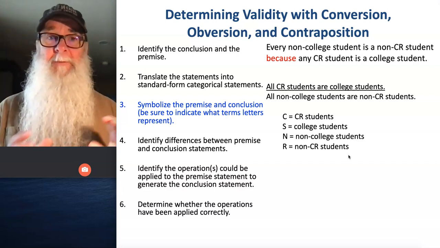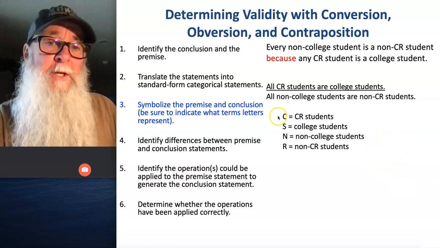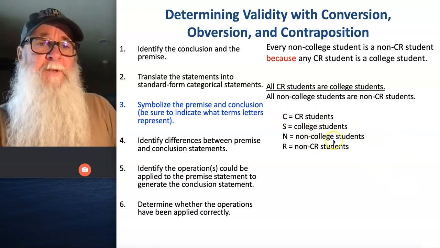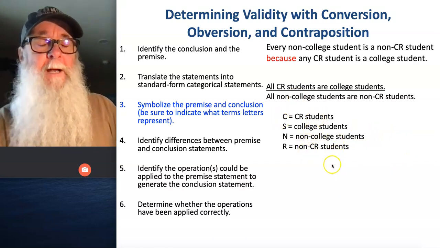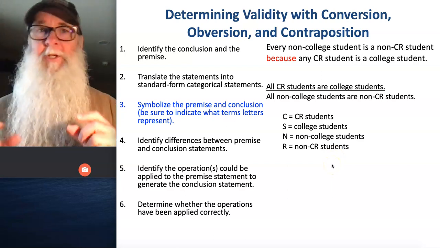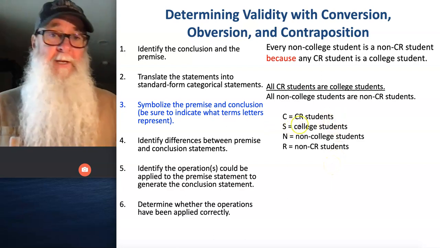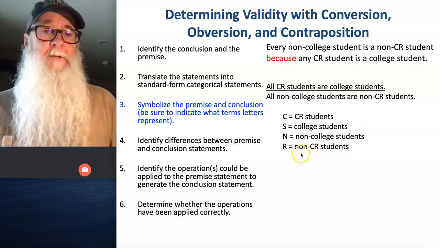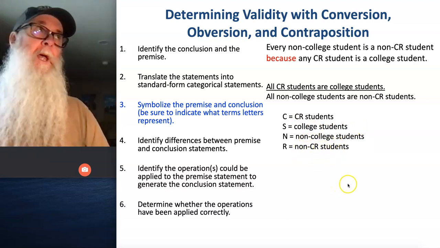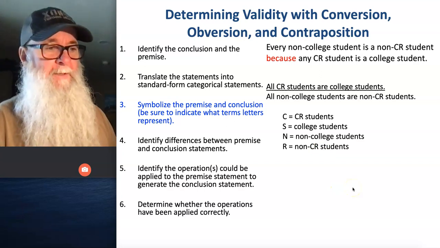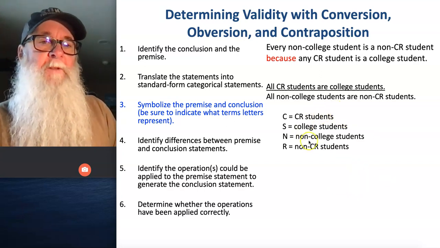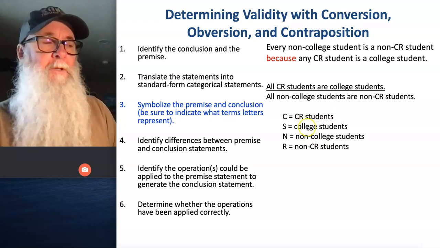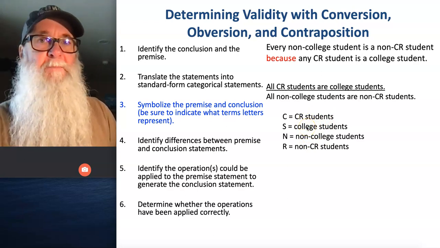Now, in this particular argument, we've got 4 terms, and what we really need are 2 terms that we can use with term complements, okay? So we have CR students, we have college students, we have non-college students, and non-CR students. Now, it doesn't matter which terms you choose. You could choose CR students and college students, or you could just as easily choose non-college students and non-CR students. I'm going to suggest to you, for a couple of reasons that I won't go into here, that when you're faced with a situation like this, always choose the term that is the most specific.